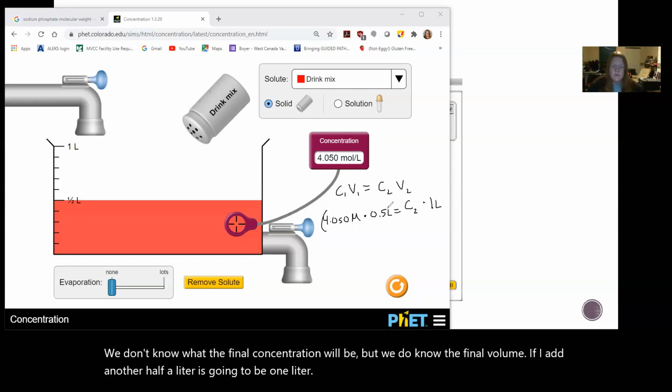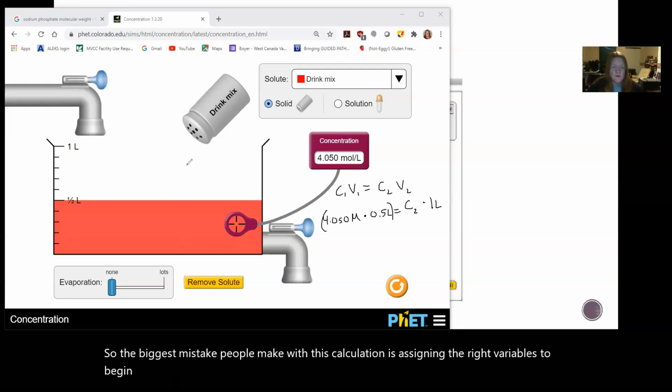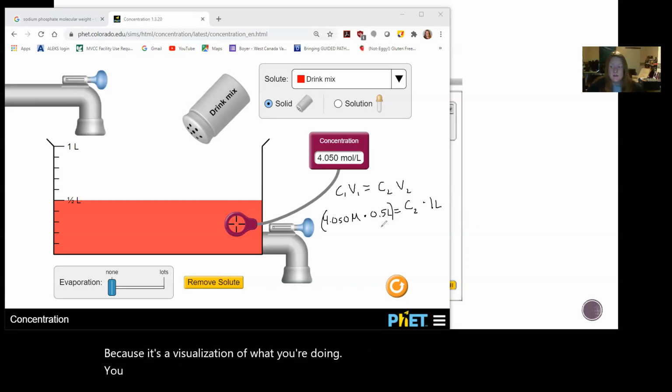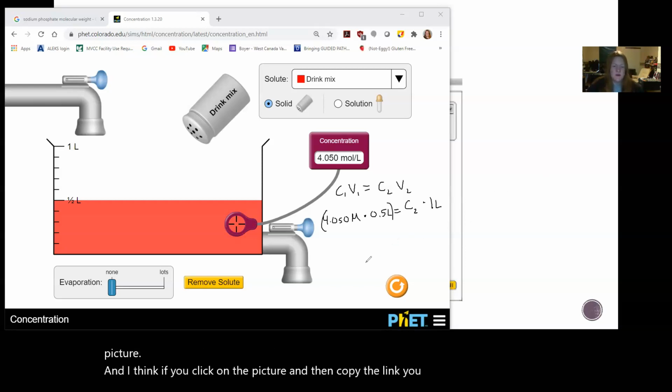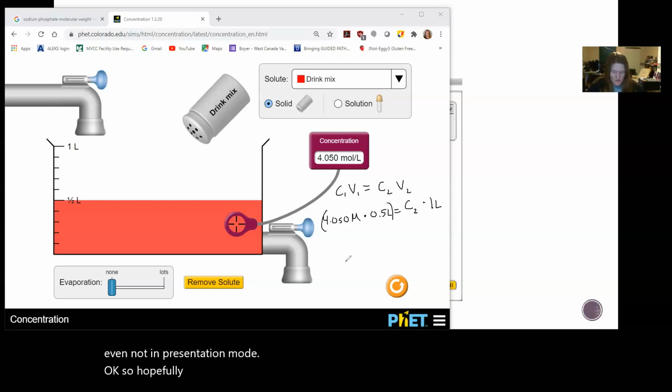The biggest mistake people make with this calculation is assigning the right variables to begin with. And I find that using this simulation helps to do that because it's a visualization of what you're doing. You can access it in the lecture notes if you go into presentation mode and click on the picture. I think if you click on the picture and then copy the link, you can also access it that way, even not in presentation mode. Okay, so hopefully this is a good review for you.